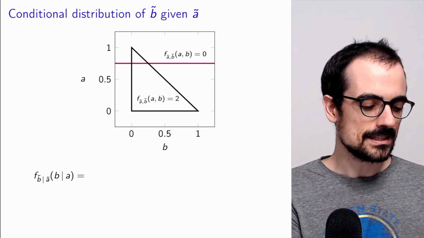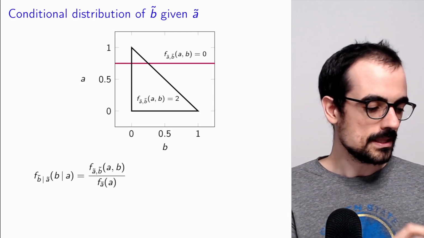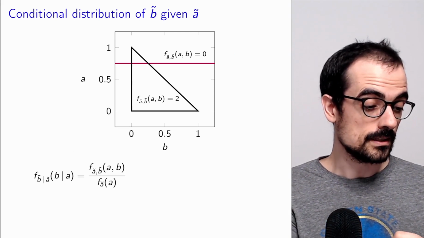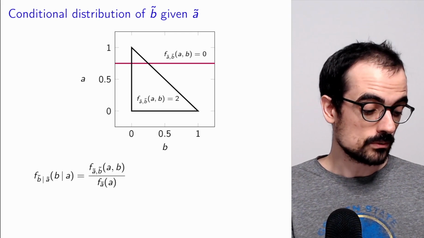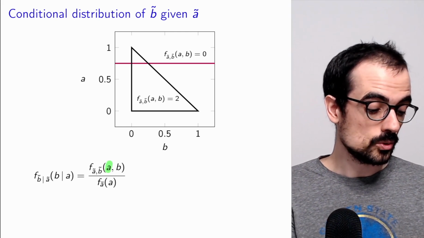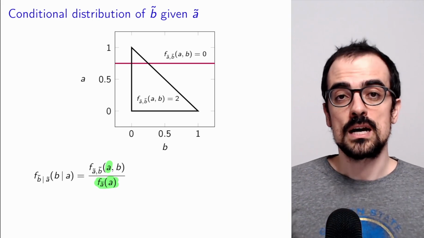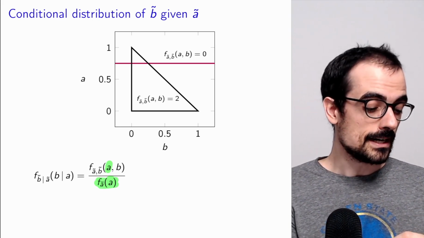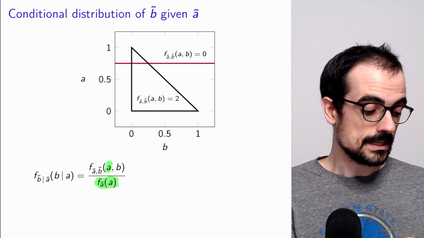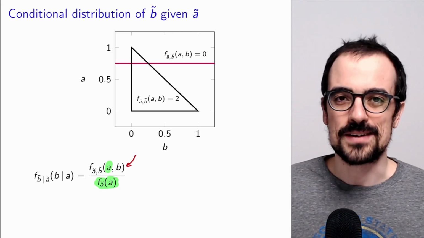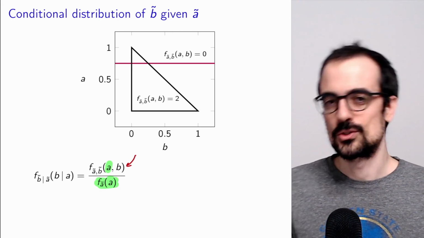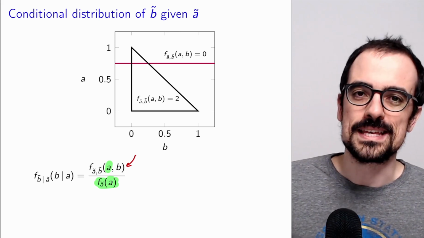Essentially, we get a slice of the joint PDF where we fix the value of the random variable that we're conditioning on, and then we have to normalize so that this is a valid PDF, it integrates to 1. How do you normalize? You essentially divide by this guy integrated over B, which is just the value of the marginal at A. Super quick review of what a conditional PDF is.